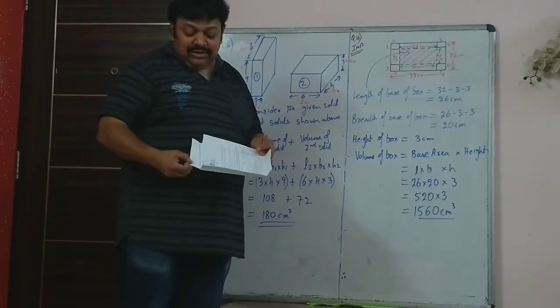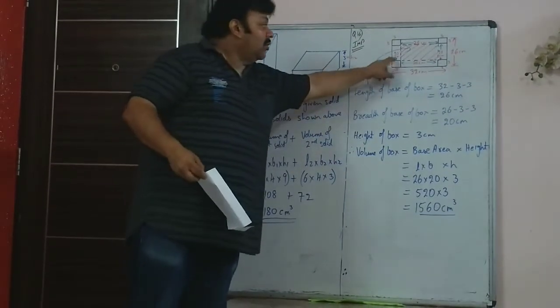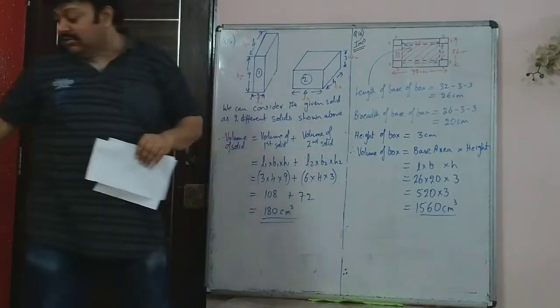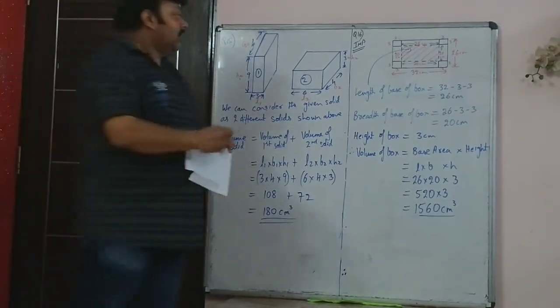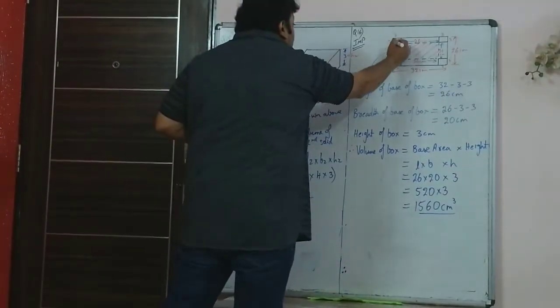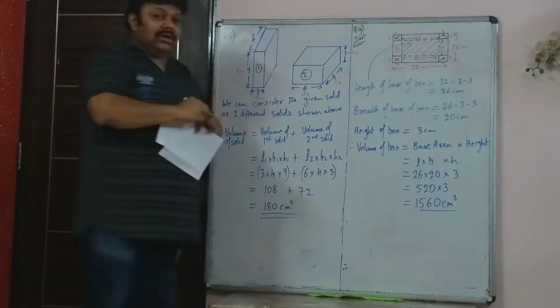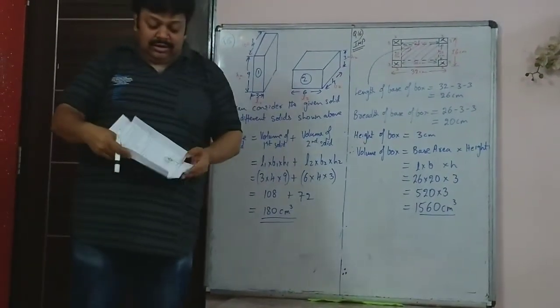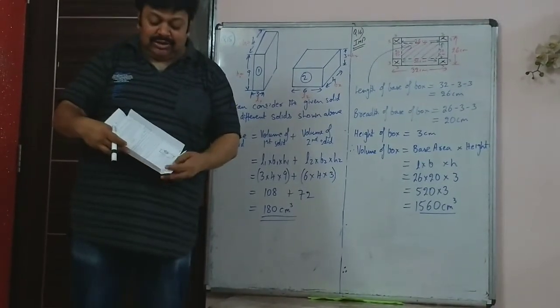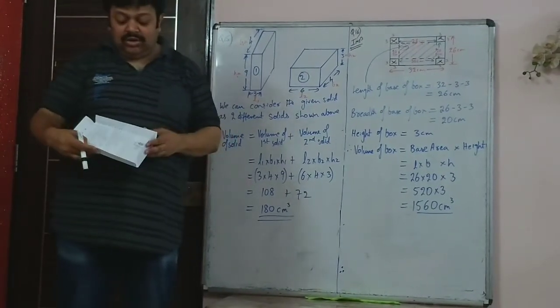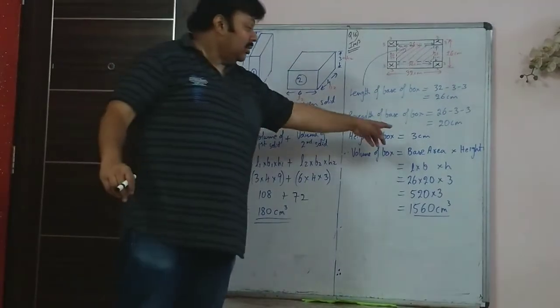Since you had cut 3 centimeter in all the four corners, those 4 parts are the parts which are removed. So this part is gone, this part and this part is gone, and it is folded. So when you fold it, what is the height? The height will be the part which is removed. So that is 3 centimeter.